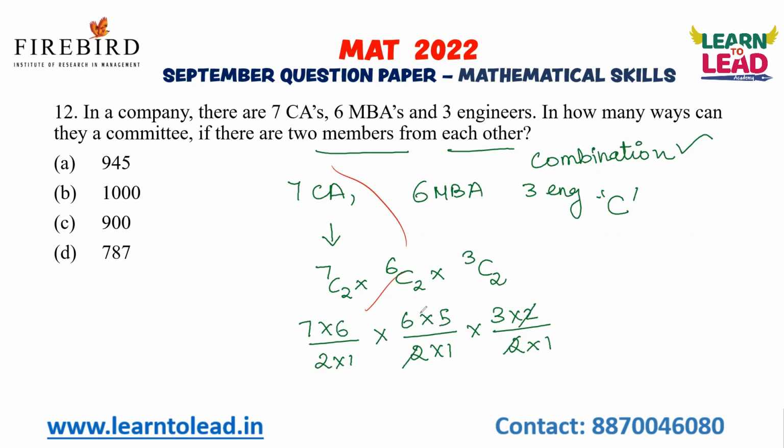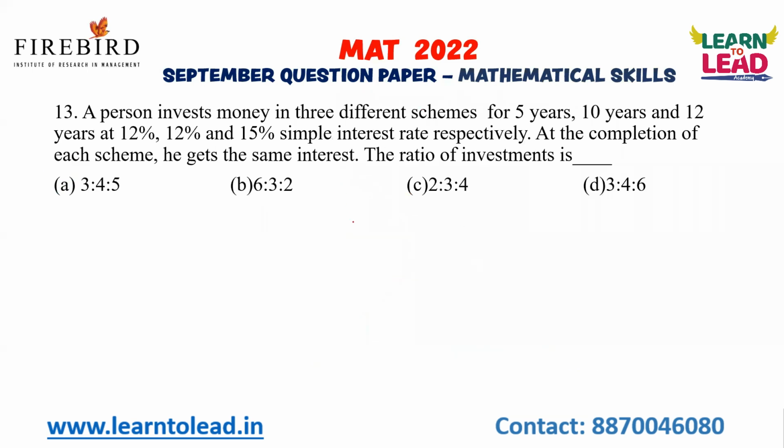2 will get cancelled, 2 here 3 times, 2 here 3 times. So 21 into 15 into 3, which is equal to 21 into 45. What is 21 into 45? 945 is your answer. Do you understand? 945 is your answer. Next.